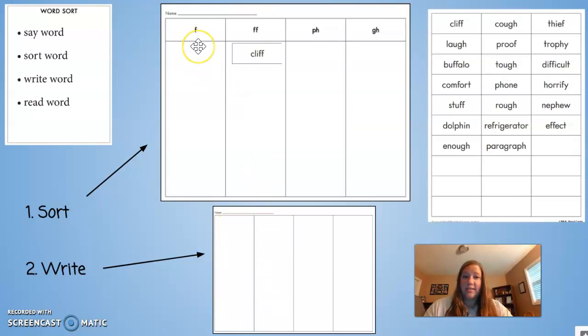So all of the words that have the F in it that stand for F will be written in your handwriting here. Same with the double F right here, same with PH here, and same with GH here. If you're done and there is still time, find a partner and read your columns to one another.